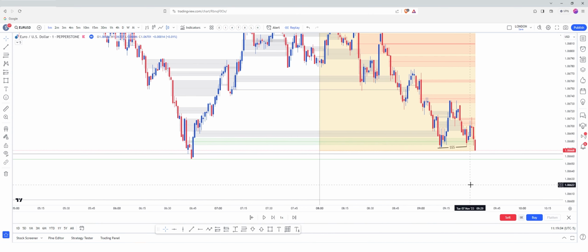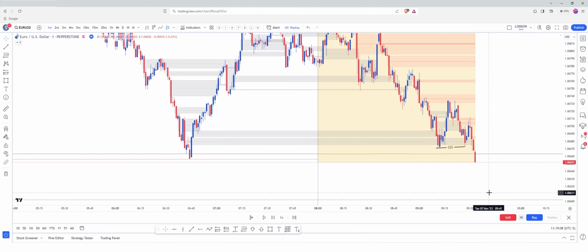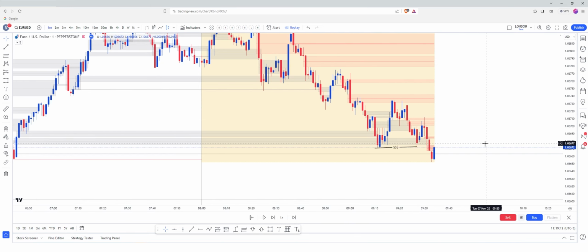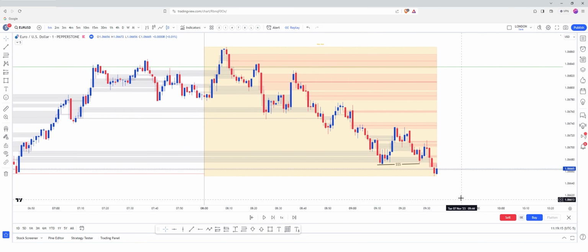Price aggressively comes down. 9:30, so this is the New York Stock Exchange open. We can often see an injection of volume here. We sweep London low. We are looking for now our unicorn potential reversal pattern.